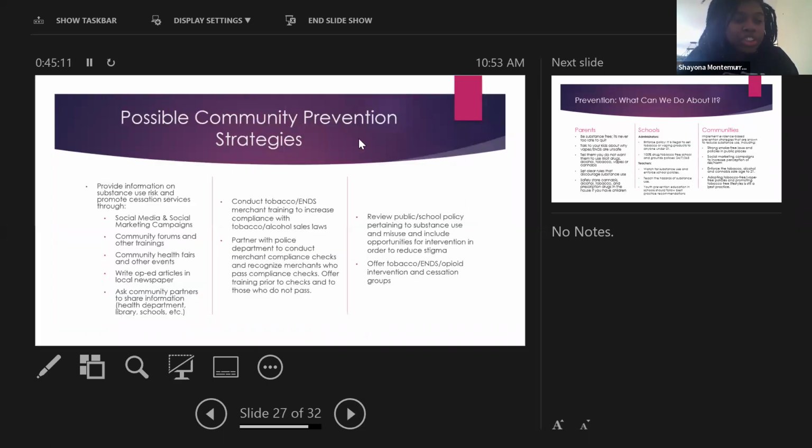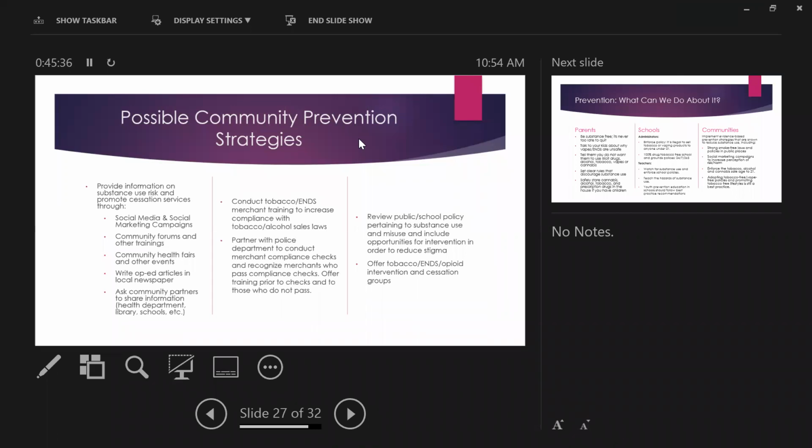Other possible prevention strategies within the community are advocating for social media and social marketing campaigns that cover prevention strategies, community forums, and going out and having community health fairs that cover the topic of Narcan use or any other thing like that.